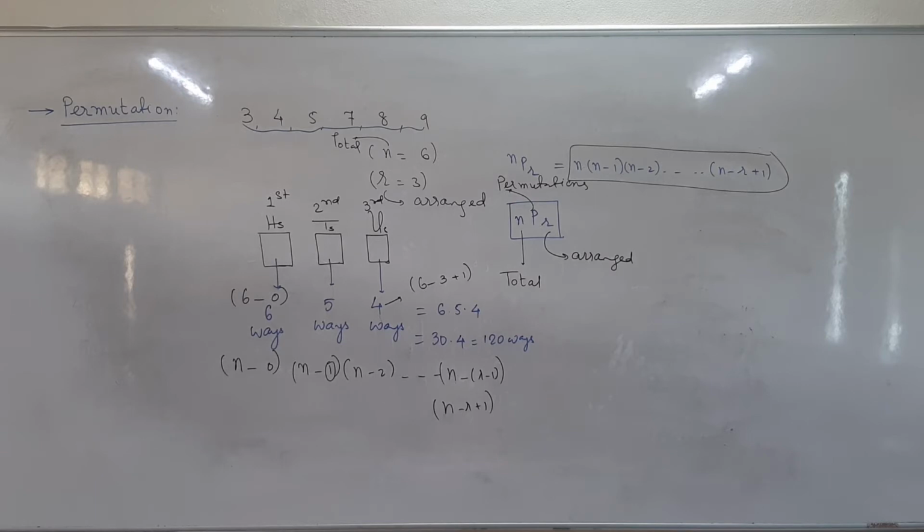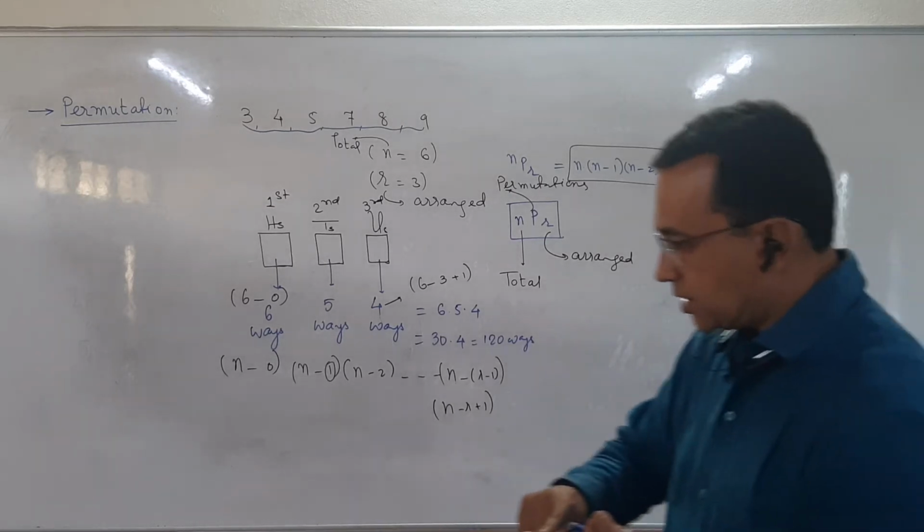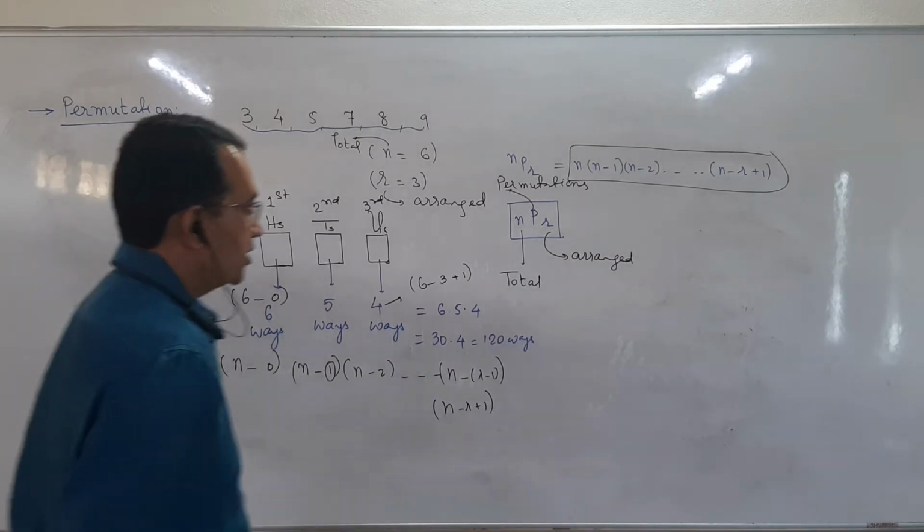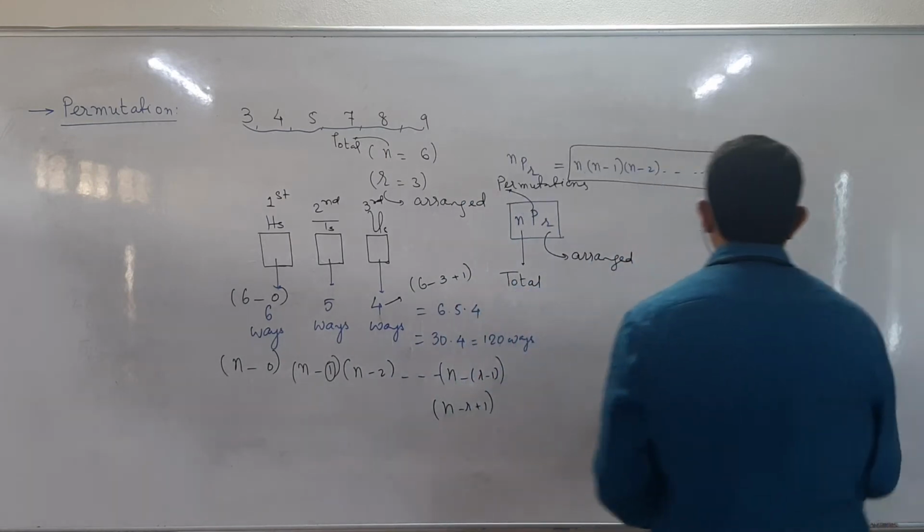So the last time I am revising the definition: the total arrangements of r things out of given n things is called permutation of r things, denoted by nPr. And students, the formula for permutation is nPr equals n into n minus 1 into n minus 2 up to n minus r plus 1.